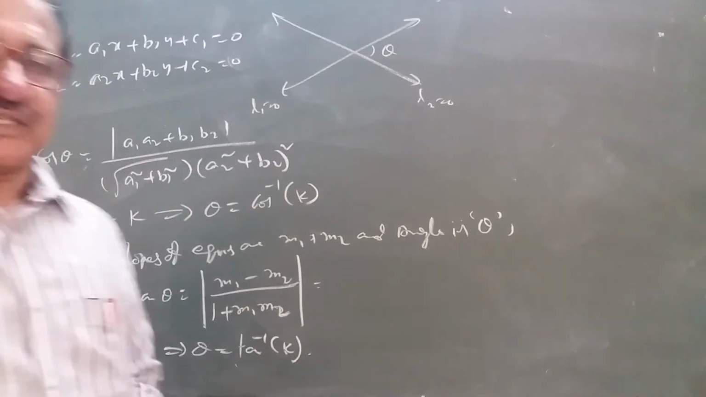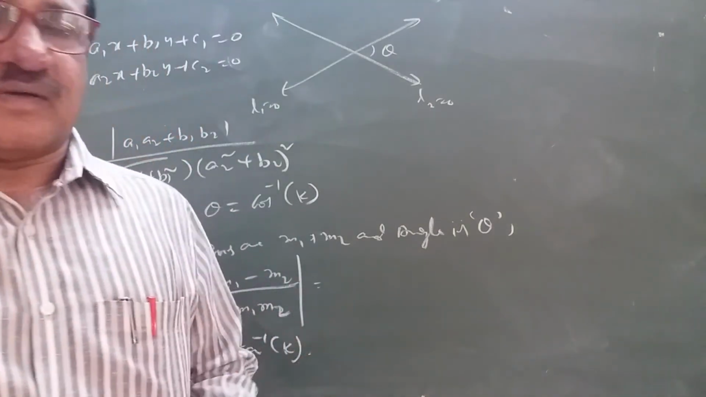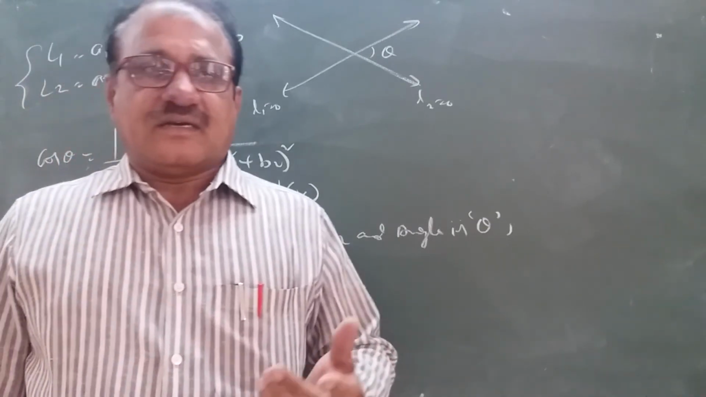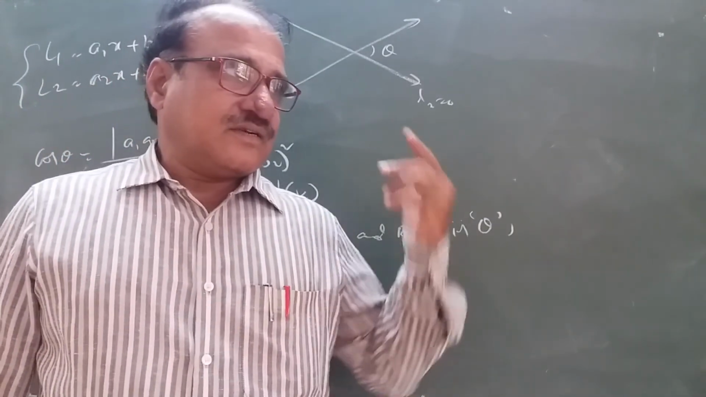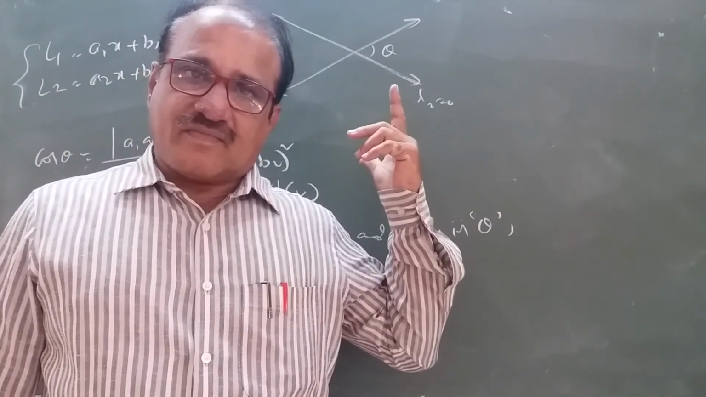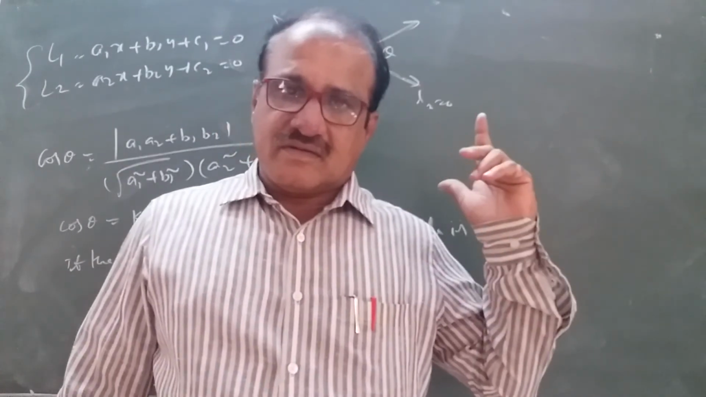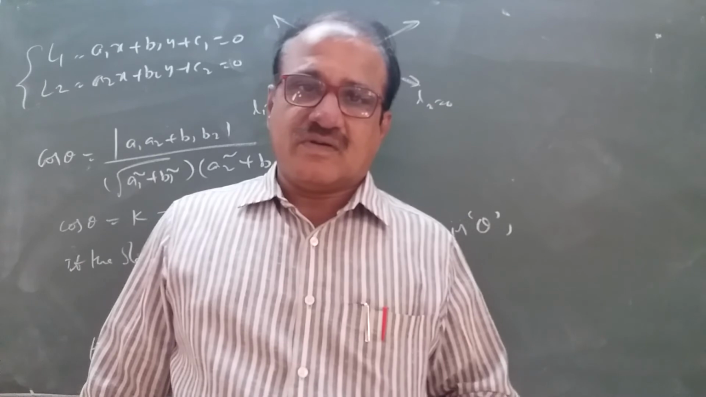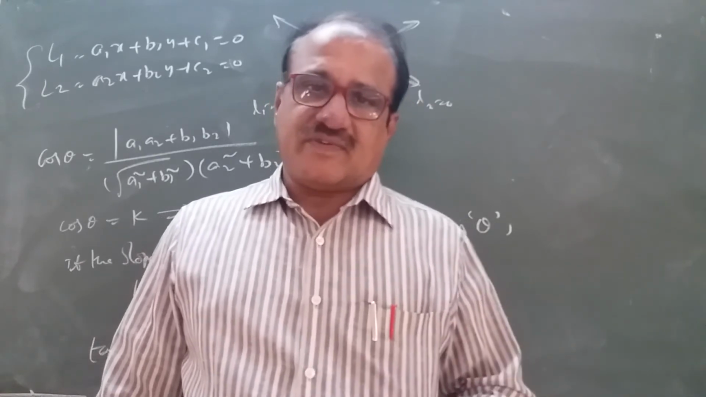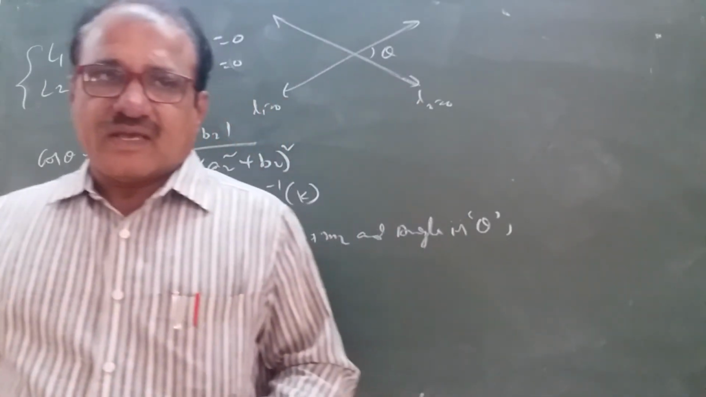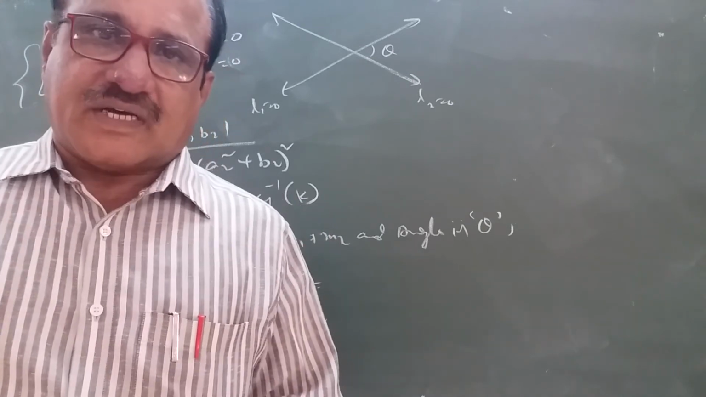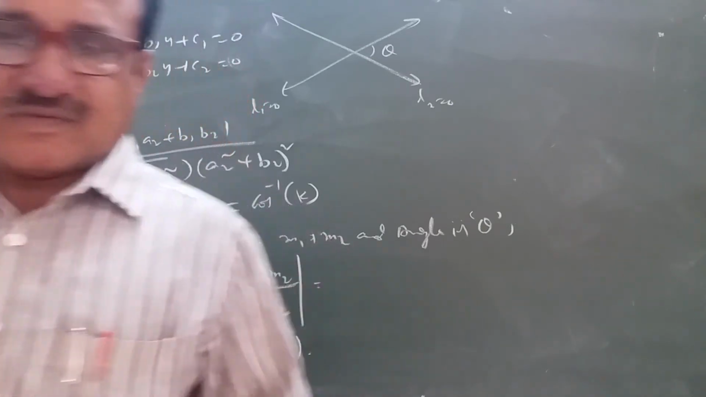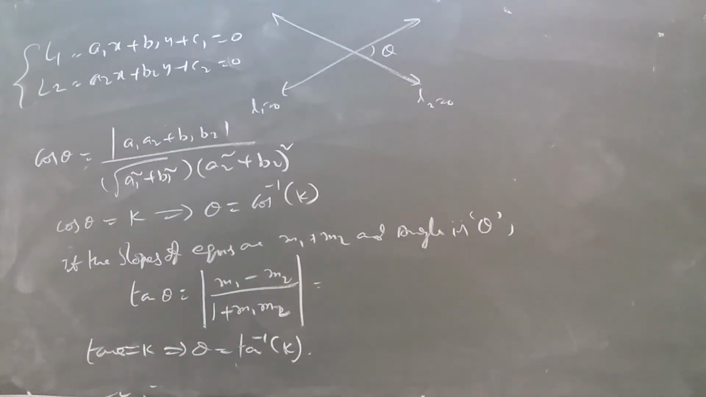By using these two formulas, we can find the angle between two straight lines in various cases. If the given equations are in general form, you have to use the cos formula. If the slopes are known, you have to use the tan formula. By using this, we can solve many problems which are given in our textbook. Okay, next point.